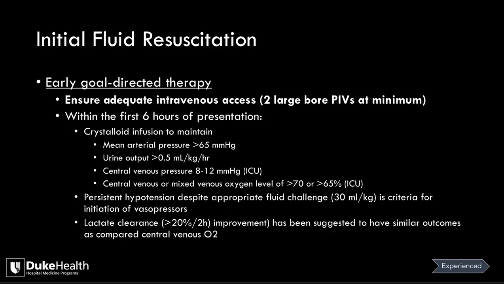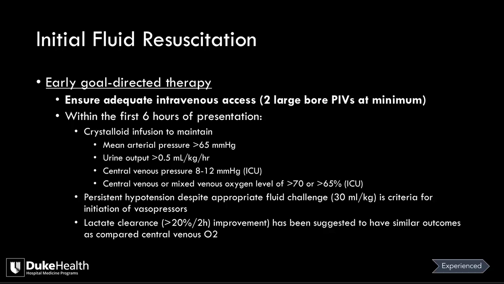Lactate clearance has been shown in some trials to be equivalent to measuring the central venous O2. A clearance of around 20% over a course of 2 hours does typically suggest restoration of perfusion, and that does not mean normalization after 2 hours. It just means an improvement. A lot of times patients have a lactate greater than 4 in this condition, and so improvement of 20% is a lot of times what people look for.